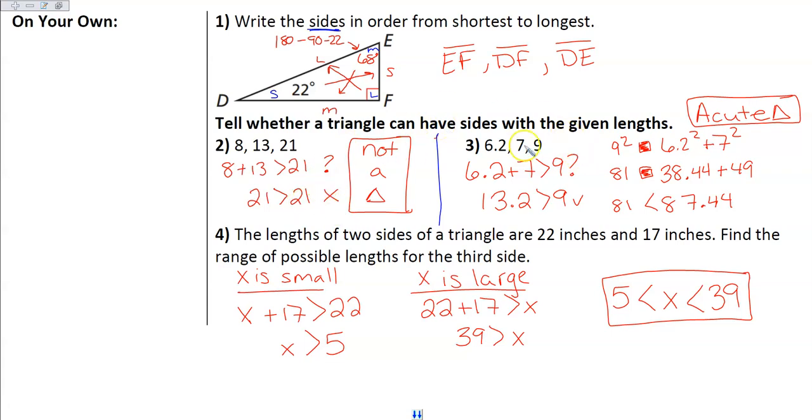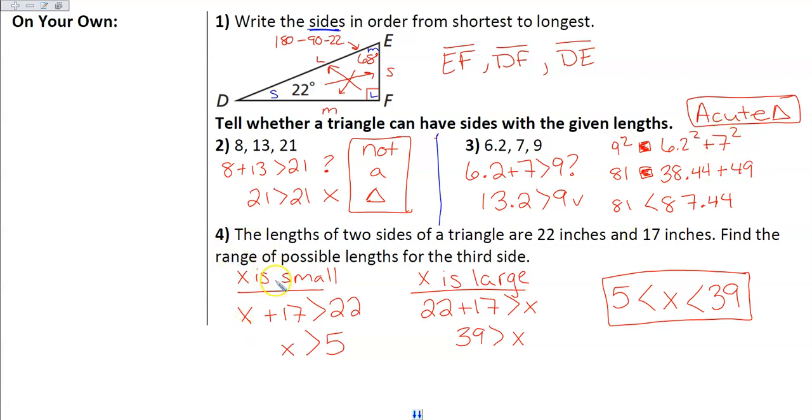Next set, we want to know whether or not the given triangles exist, and classify if it does. So when I look at number 2, 8 plus 13 is 21. 21 is not greater than 21, so this is not a triangle. All right, when I look at this one, 6.2 plus 7 has to be greater than 9, and it is. So then we're going to do c squared, which is our longest side, and compare that to a squared plus b squared. 9 squared is 81. 6.2 squared is 38.44. 7 squared is 49. Add these together, I'm going to get 87.44 over here. So c squared is smaller than a squared plus b squared, which means my triangle is acute.